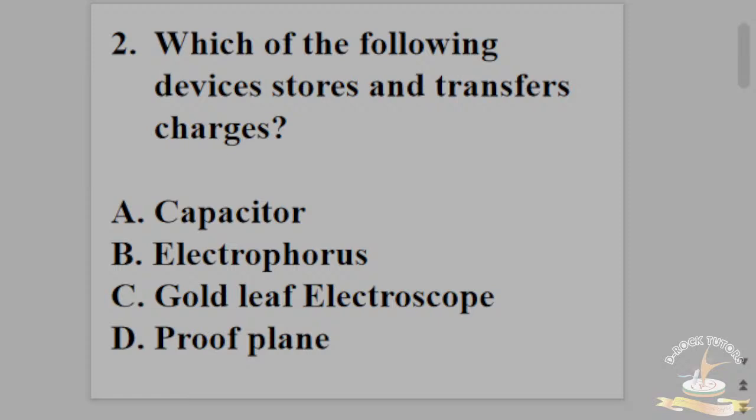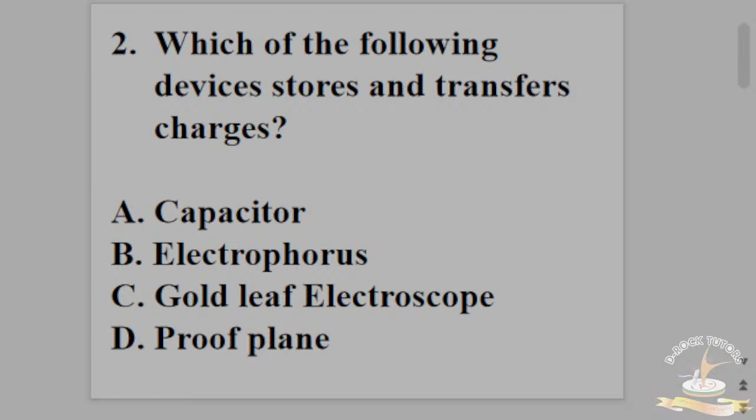Once again, there are 4 things that a gold leaf electroscope does. Number 1, it is used in detecting the presence of charge on a body. Number 2, it is used in detecting the type of charge on a body, be it positive charge or negative charge. Number 3, it is used to determine the quantity, how much of a charge is present on a body. And the fourth one, the last one, a gold leaf electroscope is also used to distinguish between conductors and non-conductors.